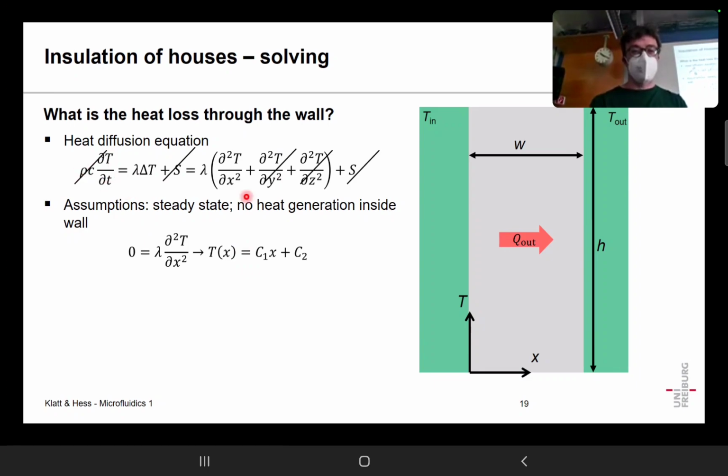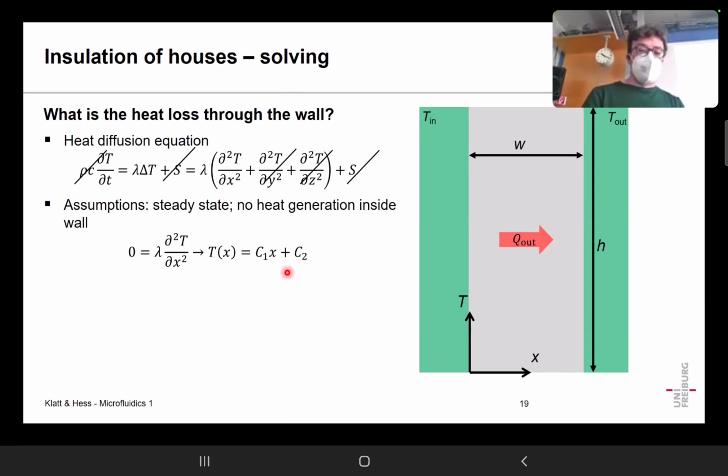So the left-hand side is 0. The right-hand side, the only remaining part is lambda times the partial derivative to the power of 2 of the temperature with respect to x. And that's exactly what you can see here. And to solve this equation, to get a temperature profile, this should be a really basic exercise for you. So you just integrate it twice. You get a linear relation. So for the first integration, you get one constant C1, and for the second integration, you get a second constant C2.